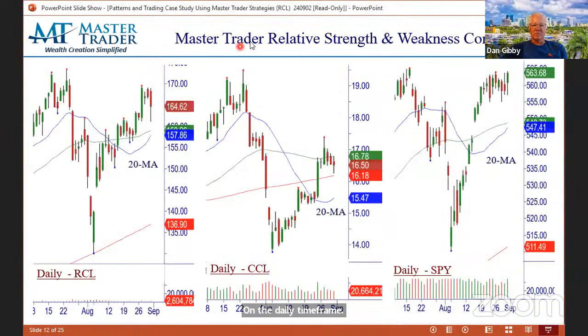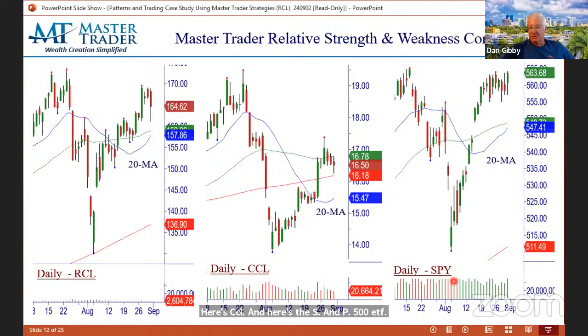Next concept, relative strength and weakness. If you look up relative in the dictionary, it means you're comparing something to something else. Otherwise, it makes no sense. So when you say you're relatively strong, compared to what? And we compare it to the sector, the broader markets, market internals. So I'm showing you here, RCL is a cruise line. Here's CCL, and here's the S&P 500 ETF.